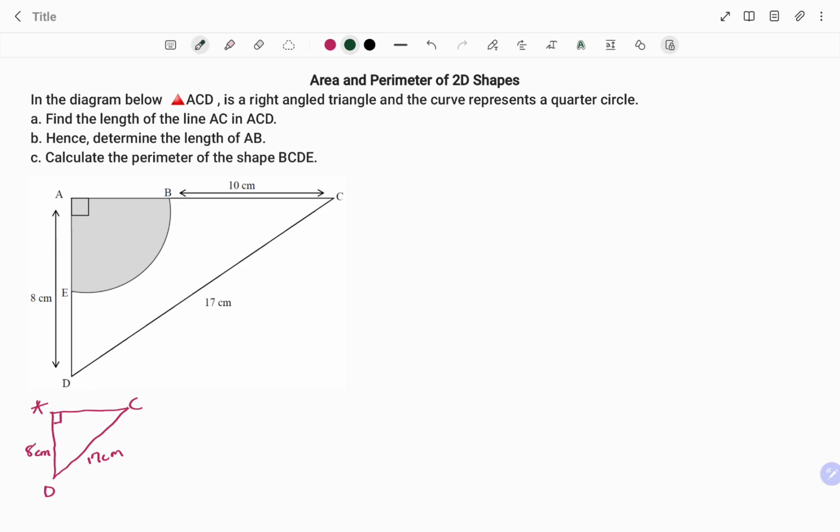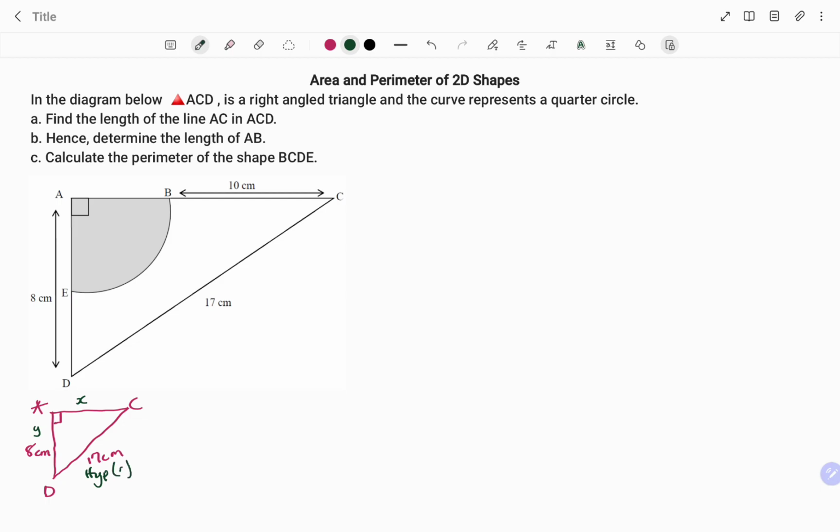Therefore, to find AC, I'm going to use my Pythagoras theorem. To identify all the sides, the longest side is your hypotenuse, and the other two sides are your opposite and adjacent, or your x and y respectively. So I'm going to call this your x and this is your y. My hypotenuse is also my r.